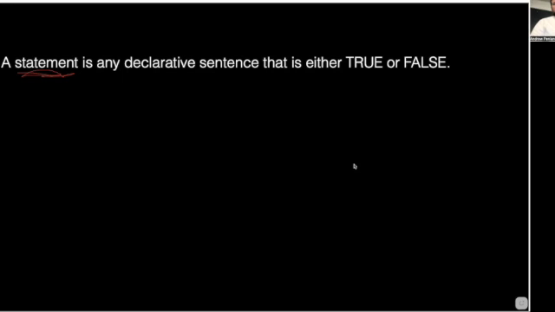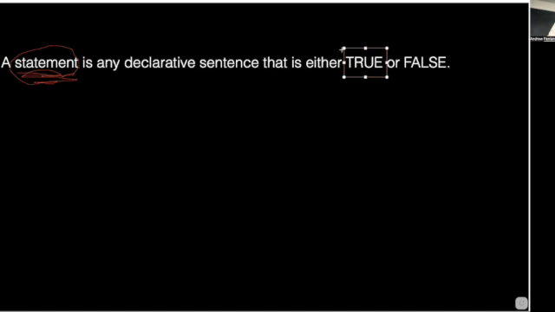So we're going to start with the definition of the word statement, which is a really important word here. Our definition is going to be: a statement is any declarative sentence that is either True or False. When we say True and False here, you'll notice that I have capitalized those. Mathematical notions of true and false are very powerful and different than our typical notions of true and false.